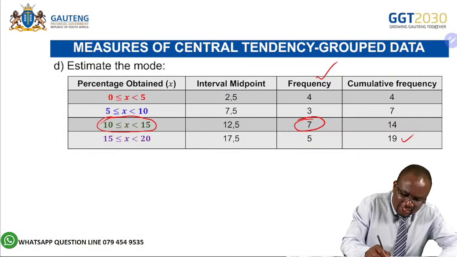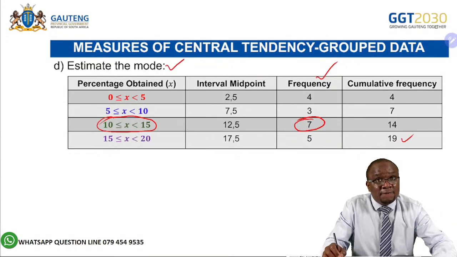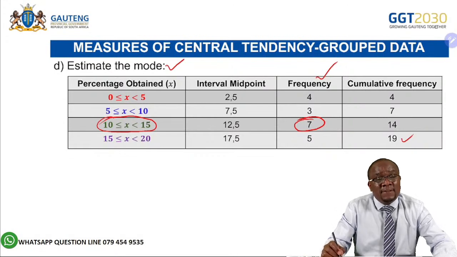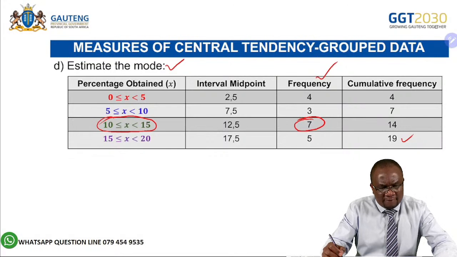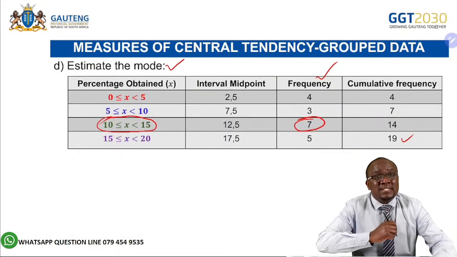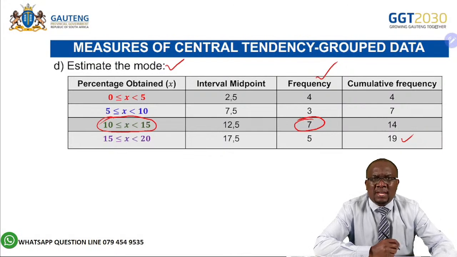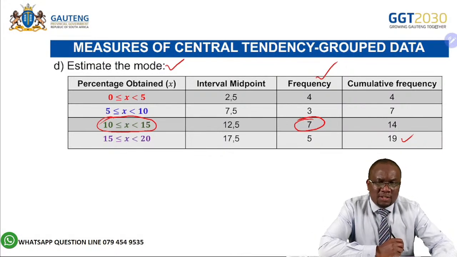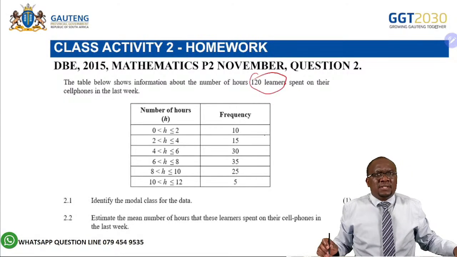But the question said estimate the mode. So we say 10 plus 15, which is 25, and 25 divided by 2, which is 12,5. But we had to identify our modal class interval first, isn't it? Check the frequency, not the cumulative frequency. Okay, draw the table very fast and write the questions, so that we don't waste time. For 3 minutes, let's do this.